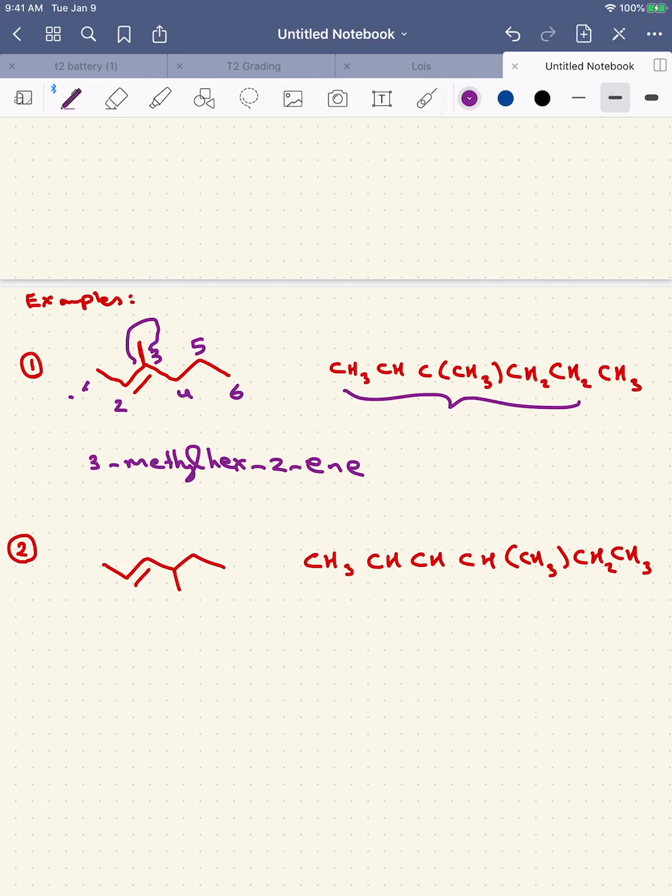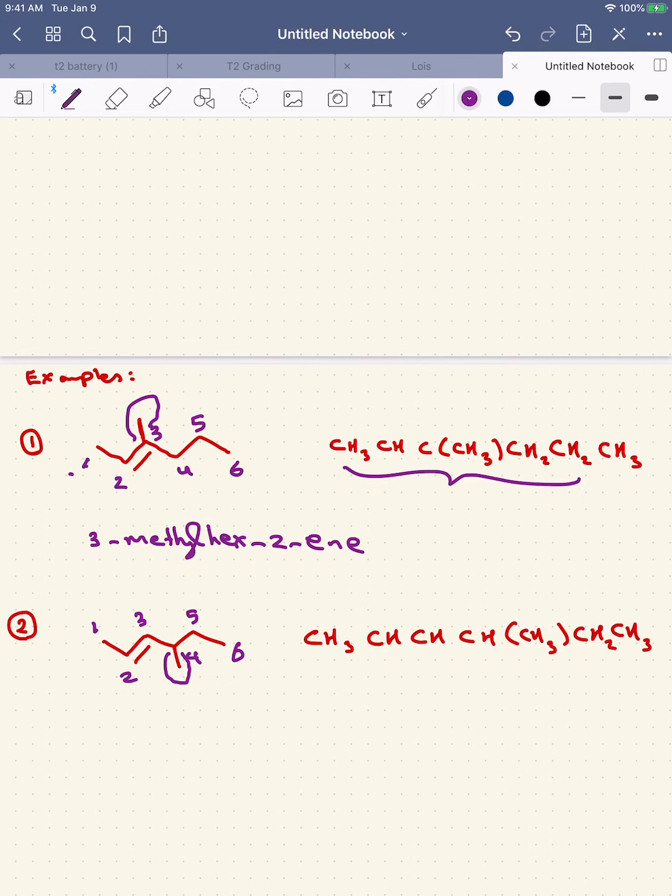Either way works. Now I'm moving the methyl to this carbon, so again I number this 1, 2, 3, 4, not the other side, and this time the branch has moved to carbon 4, so simply this one is 4-methylhex-2-ene.